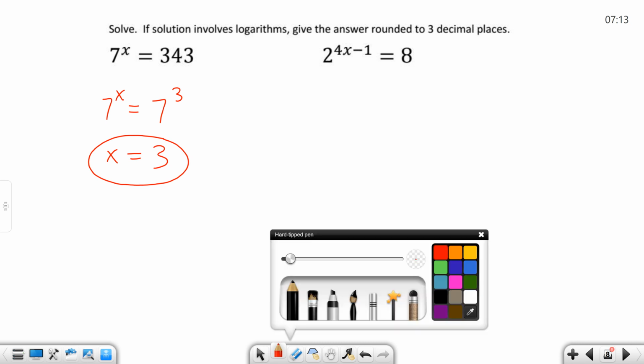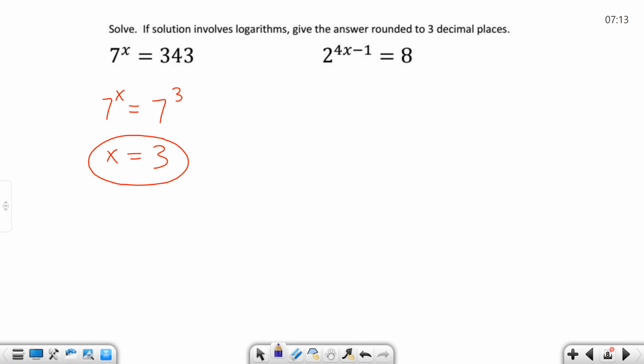All right, 2 to the 4x minus 1 power equals 8. Can I write 8 as 2 to a power? Yes, I can. So 2 to the 4x minus 1 equals 2 to the third power. Now, sometimes you can't write one side as a power of the other, but you can change both of them to the same number to a power. And sometimes you can't do either, and we'll address that as well.